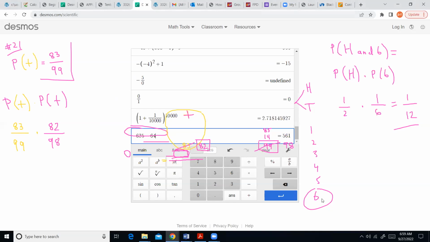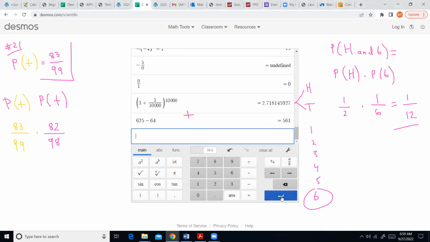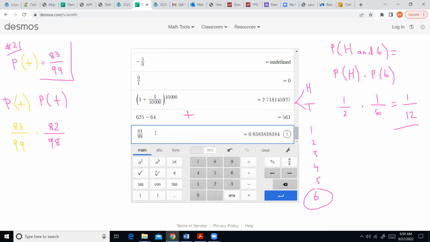So let me put this in a calculator. Let me clean this mess in here. So we have now 83 divided by 99. Then you put the cursor next to that fraction. So you're gonna multiply it by 82 out of 98.